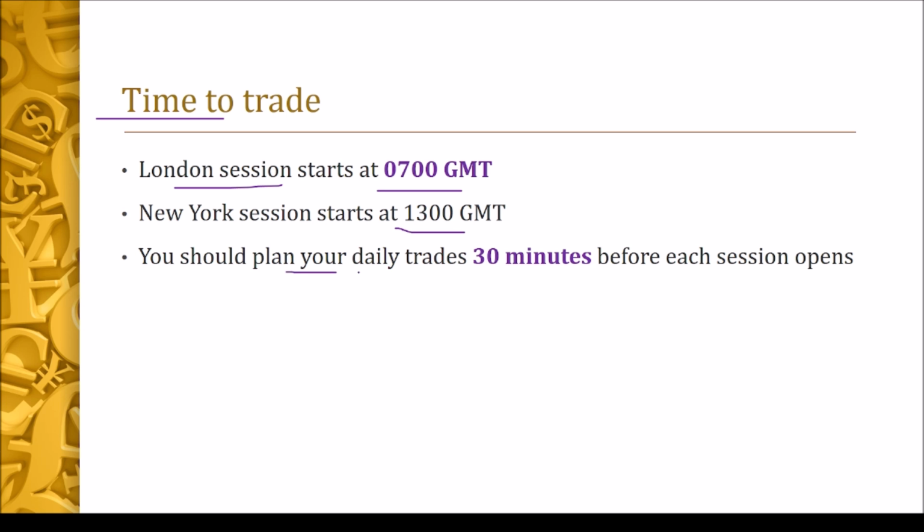So you should plan your daily trades 30 minutes before each session opens. So it means at 6:30 GMT you should have your trades in plan. That is, you have made your rough notes in your diary. What are you going to be looking at? Which pairs are you going to be trading? Your watch list, which has fewer pairs to look at, as well as at 12:30 GMT, which is 12:30 GMT.